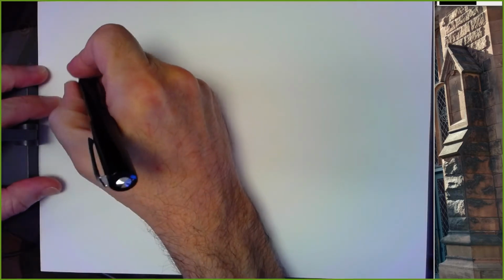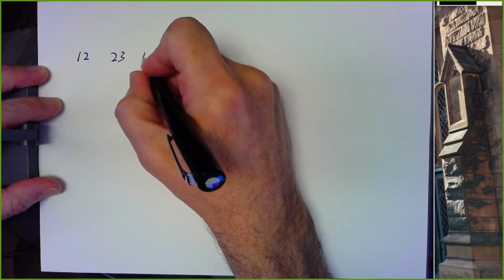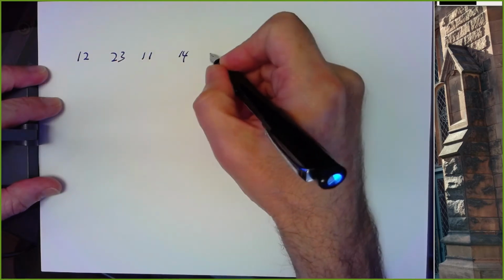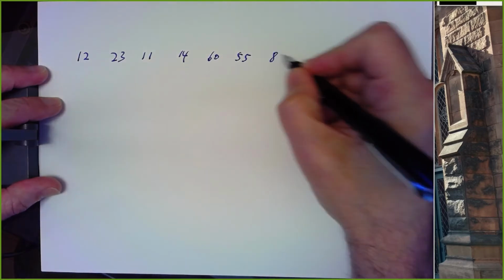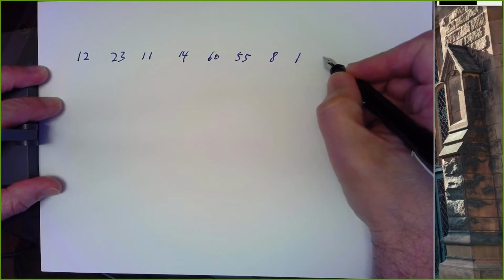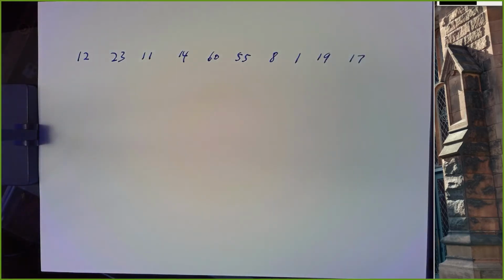So let's write down some numbers, and I tried to pick some numbers that I think will make an interesting quicksort example. Alright, so there's 10 numbers.